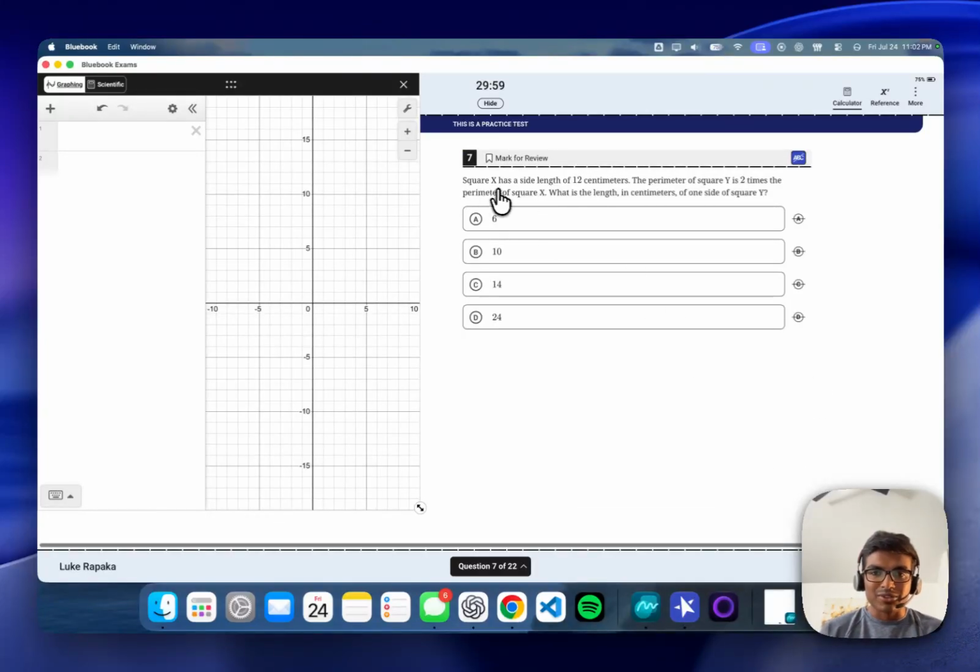Okay. Square X has a side length of 12 centimeters. The perimeter of Y is twice the perimeter of square X. What is the length in centimeters of one side of square Y?